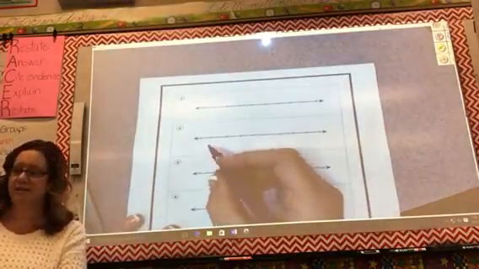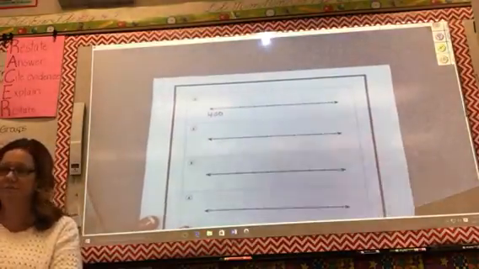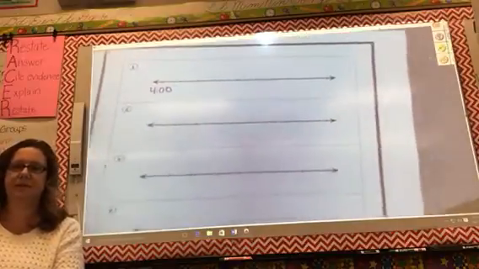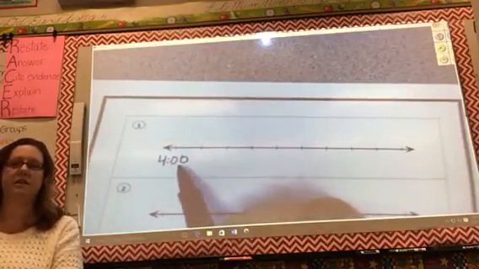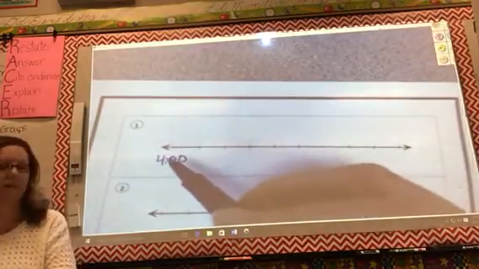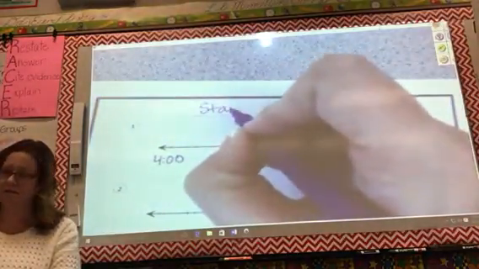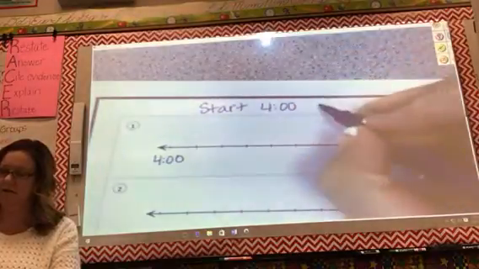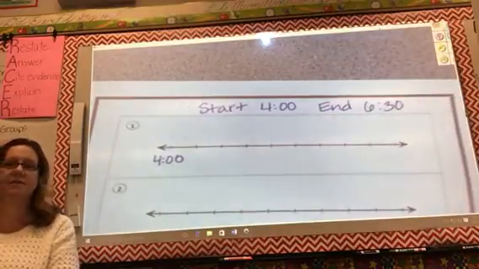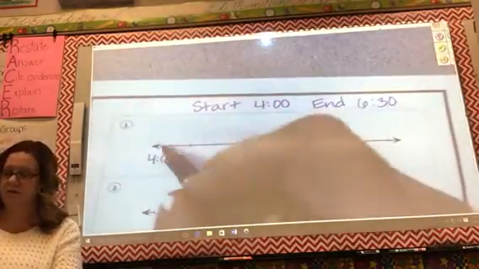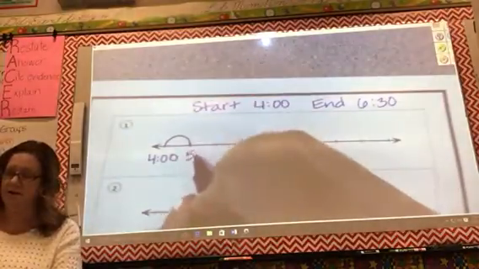Let's say that soccer practice started at 4 o'clock. Okay, let me get that a little bit closer for you. All right, so here's 4 o'clock. The party started at 4 o'clock, okay? And we want to say that the party ends, so I'm going to write start, 4 o'clock, end, 6:30, okay? So then what we're going to do is we're going to start at 4 o'clock and we're going to bump 1 hour over to 5 o'clock.